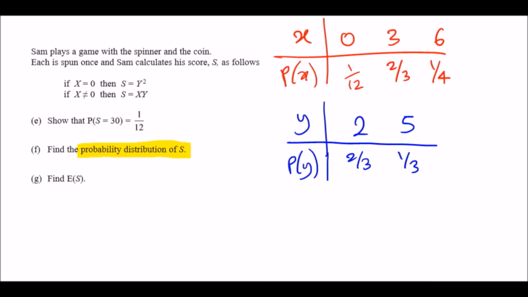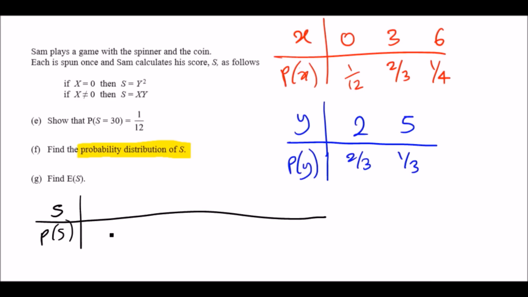So let's have a look. Let's start with the first condition, if X equals 0. Right now I'm going to draw a probability distribution, a very simple one, with S and the probability of S. Just draw a nice line, oh my god, that's not even a straight line. And just try and fill it out. Now when X equals 0, what are the options? You get Y squared. This means you have 2 squared or 5 squared. I'll do this in blue. 2 squared is 4, 5 squared is 25. Now let's solve the probabilities regarding them. Sam plays a game, and what do we know? Each is spun once.